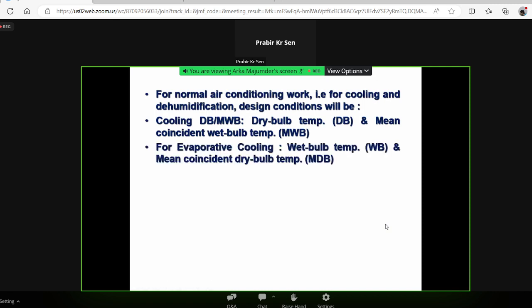For evaporative cooling, we consider the wet bulb temperature and mean coincident wet bulb temperature. You saw the other set of data, evaporative. So those data we have to consider for cooling by air washer or desert cooler kind of thing. And even for sizing the cooling tower, we have to consider that evaporative cooling data given by ASHRAE.